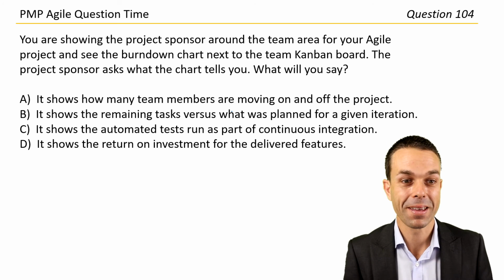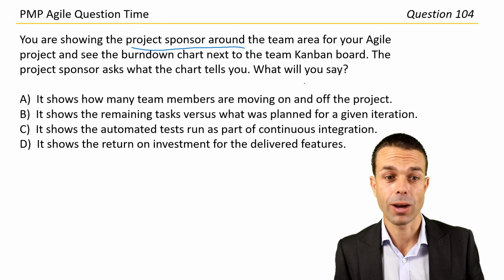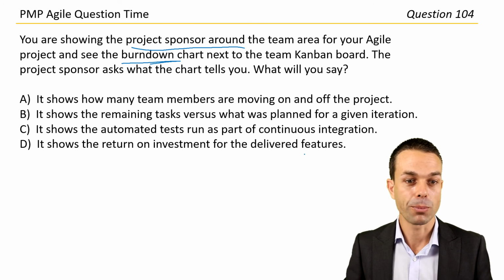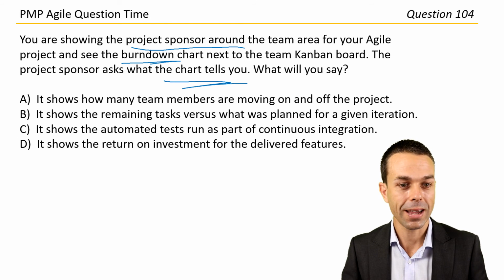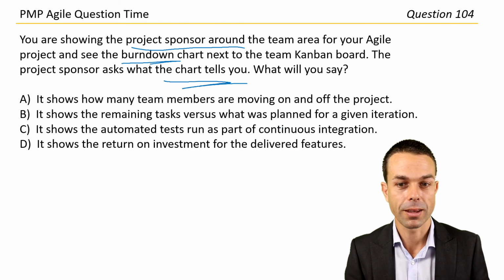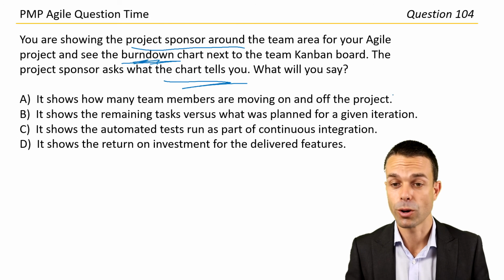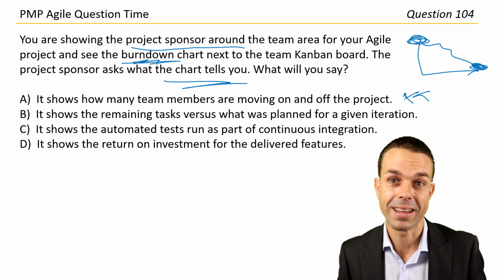You're doing great. You are showing up to the project sponsor around the team area for your Agile project, and you see the burndown chart next to the team Kanban board. The project sponsor asks what the chart tells you. What will you say? So what the burndown chart tells us. It shows how many team members are moving on and off the project? No. It's the velocity or the flow of work through the team from what we promised to do to what was completed at the end of the iteration.